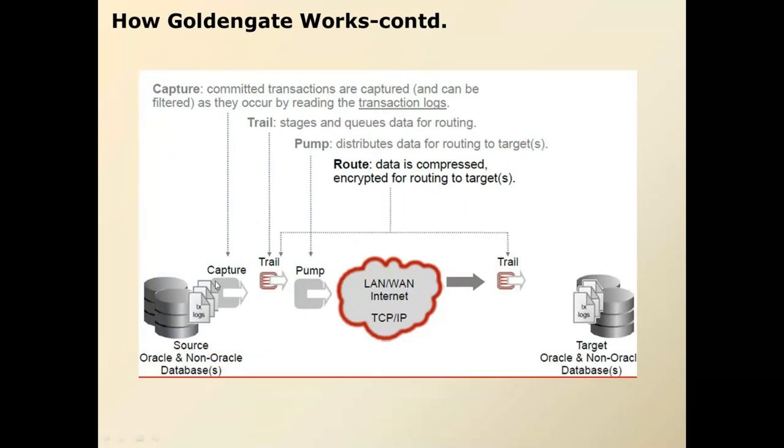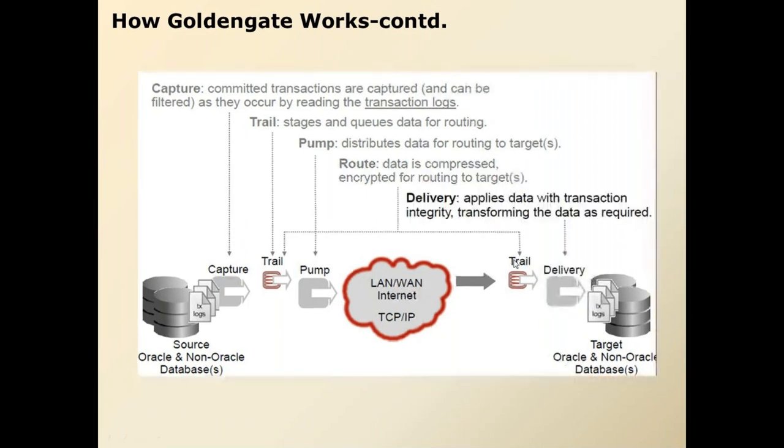So the capture process captures the data and writes it to trail files on the local machine, which are called local trail files. Once the data becomes available in the local trail, the data pump process reads the data out of your local trail, sends it over the TCP/IP network and writes it to trail files on the target machine. The trail files residing on the target machine are called remote trail files. Once the data becomes available in the remote trail, the GoldenGate delivery process reads the data out of your remote trail and applies it to the target database.